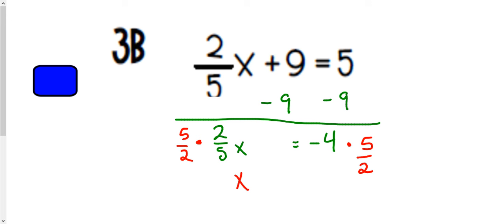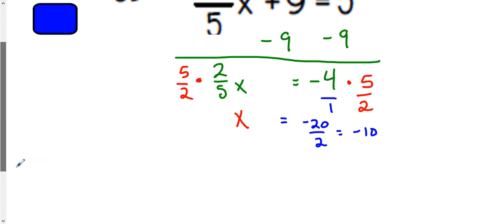Here we have a -4, which is really a -4 over 1, so we're going to just multiply that there. It's going to give us -20 over 2, which is -10. So x is equal to -10.